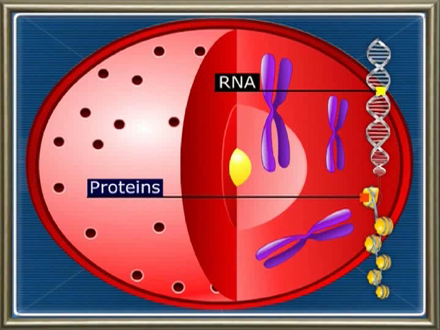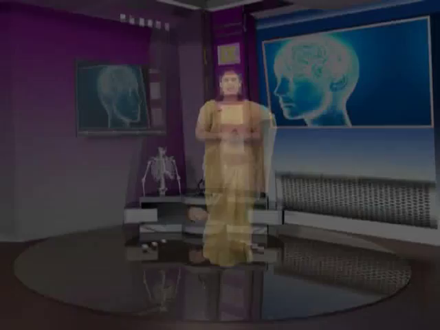Nucleolus is concerned with the formation of ribosomes and helps in protein synthesis. Thus, the nucleus is the chief controlling center of the cell. In a nucleus, all metabolic activities are carried out by enzymes. Enzymes are synthesized by the nucleus.